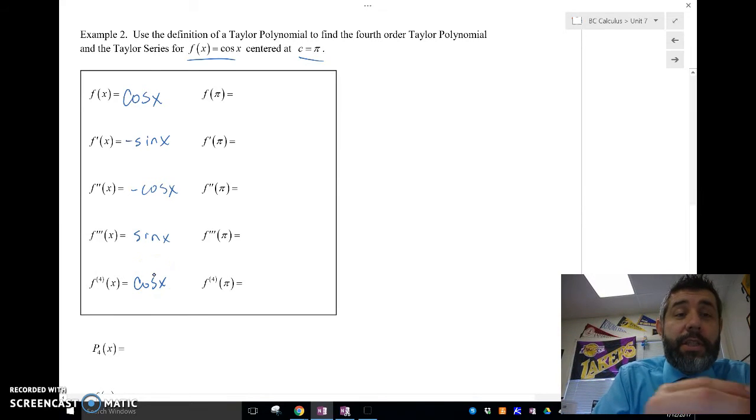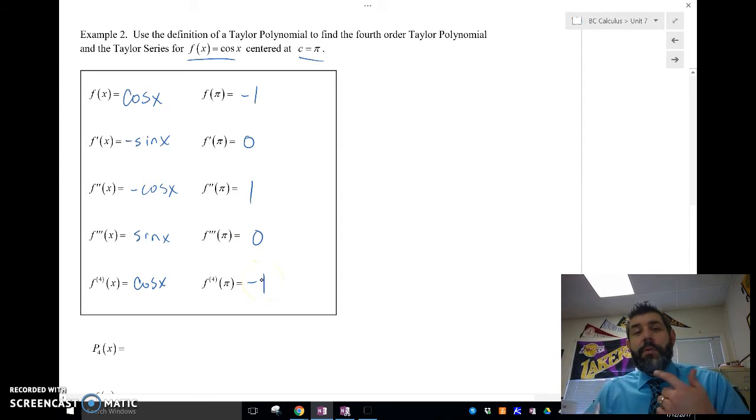Plug in pi for each of these. So the cosine of pi is negative 1. The sine of pi is 0. The cosine of pi is negative 1 times negative 1, which is 1. Sine of pi is 0. Cosine of pi is negative 1. You see that we're going back, right? It's repeating itself.